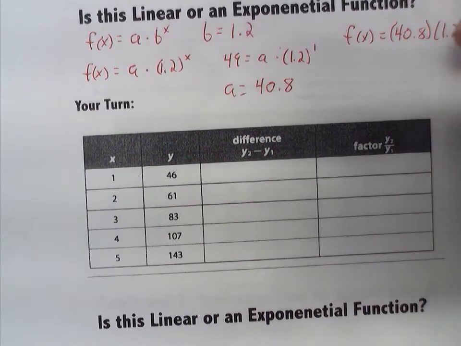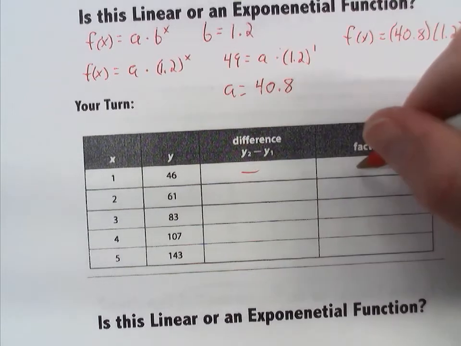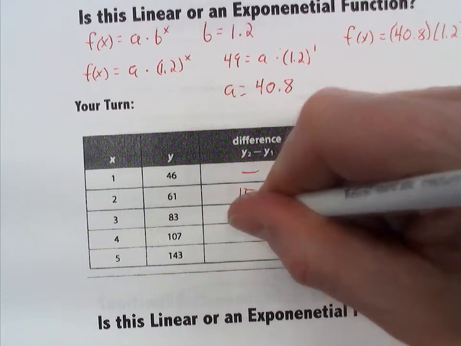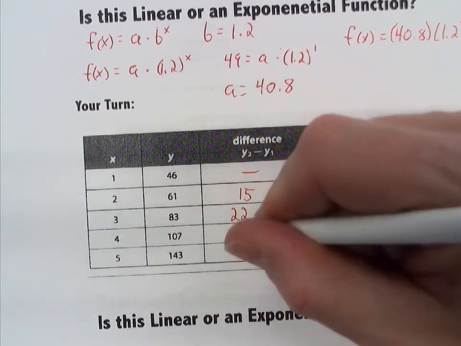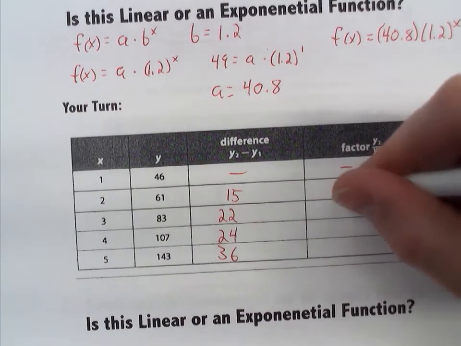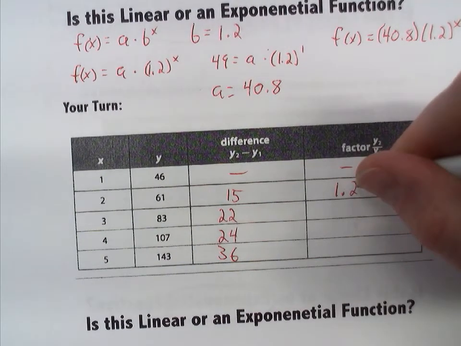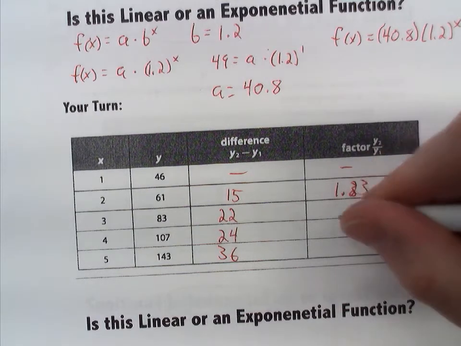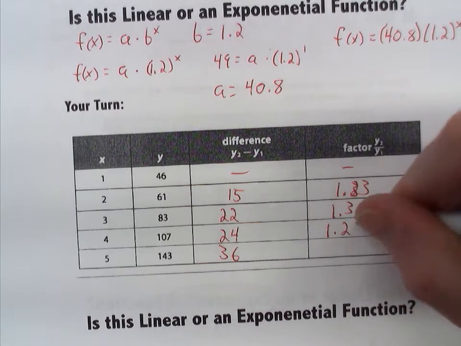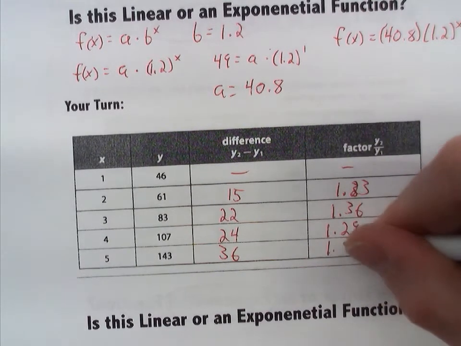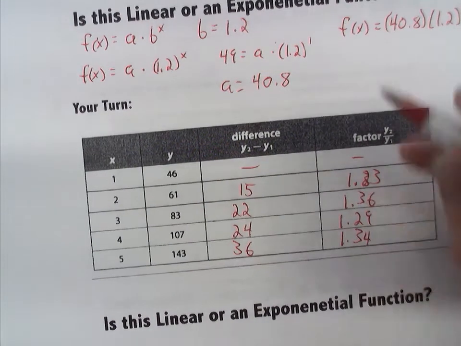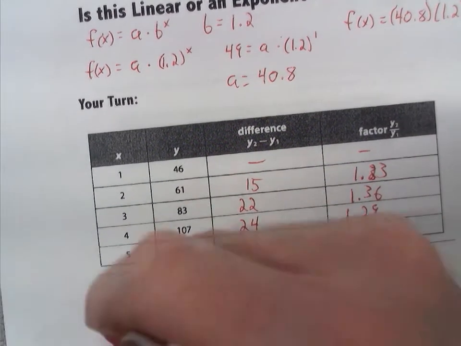Okay, now that the video's been unpaused, I'm just going to put in the values that I got here. 15, 22, 24, 36, these factors, 1.33, 1.36, 1.29, 1.34. Clearly exponential, so let's circle that.